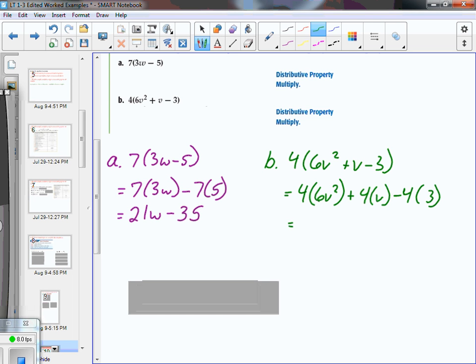All right, now, what is 4 times 6V squared? 24V squared. 4 times V, 4V, negative 12. Are any of these terms like terms? No. We're done.